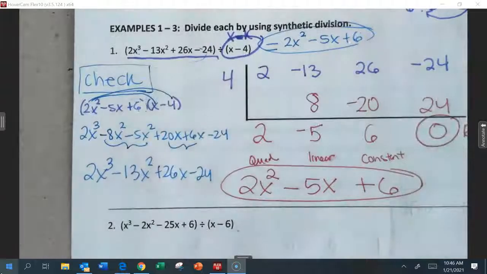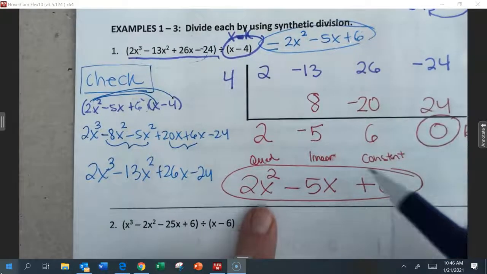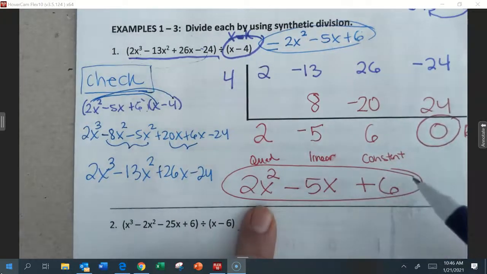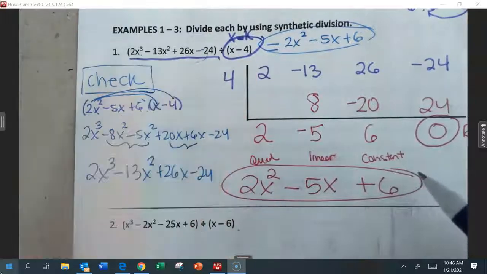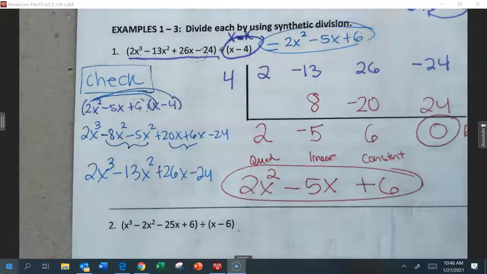So did we get back to where we started? So that means this right here in red, that means that's our answer to this division problem, and we did it correctly. Okay? Is everybody good? Awesome. Okay.